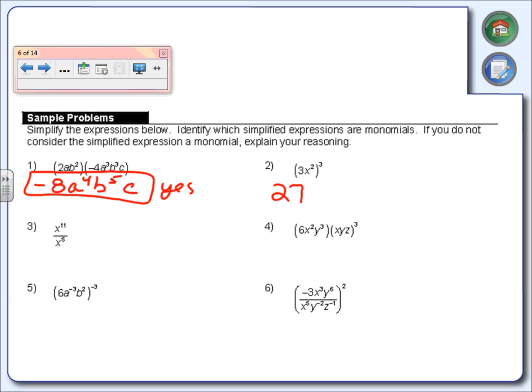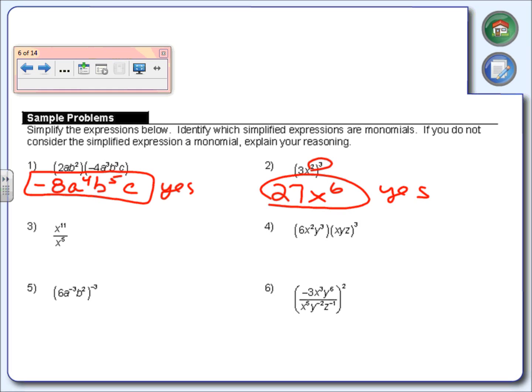Now I need to know what x squared to the third power is. So Miranda, what am I going to do with those two exponents? Add, subtract, or multiply? Nope. These two right here. What am I going to do with those two numbers? 6. And how did you get the 6? Because you multiply. Alright, so we're going to end up with 27x to the 6th power. Can we call that one a monomial? Yes, that is a monomial.